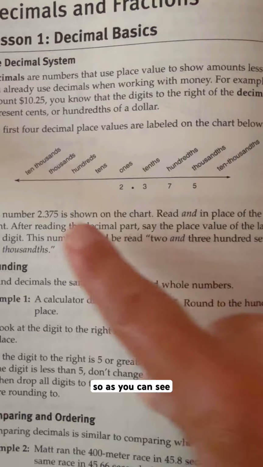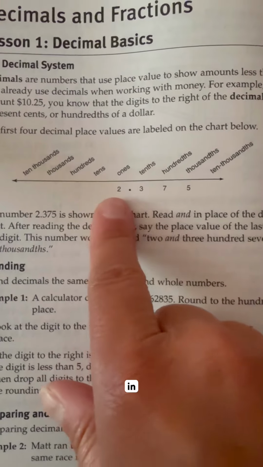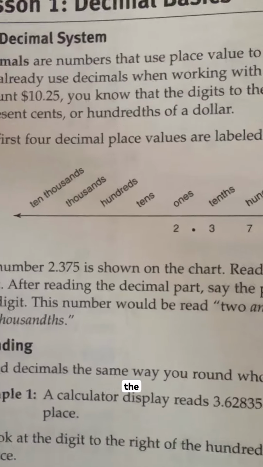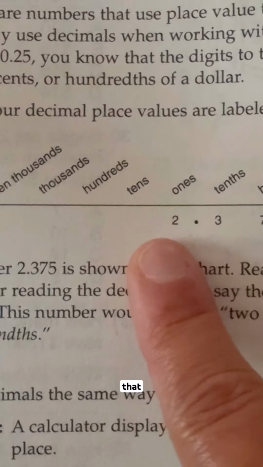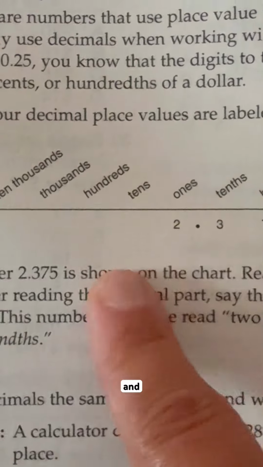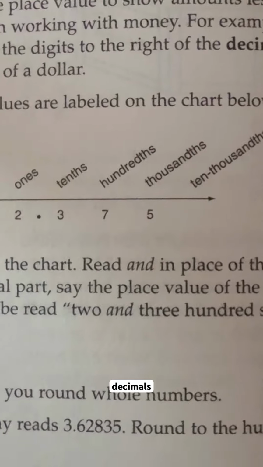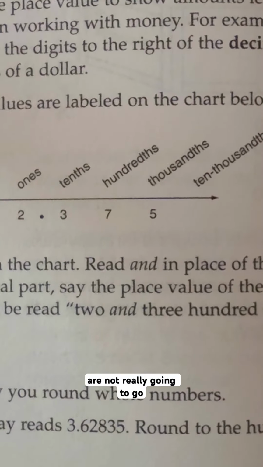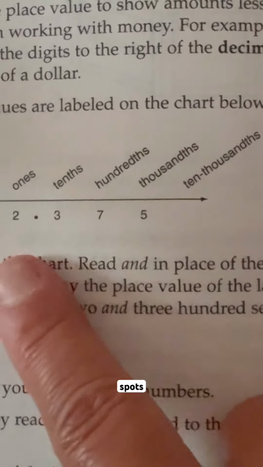So as you can see, these are all your numbers before the decimal. So there's the decimal right there. As you can see, the ones is right before that. Tens would be before that, hundreds, thousands, and 10,000s there. Now, when we're talking about decimals, typically most math problems are not really going to go past these first three spots here after the decimal.